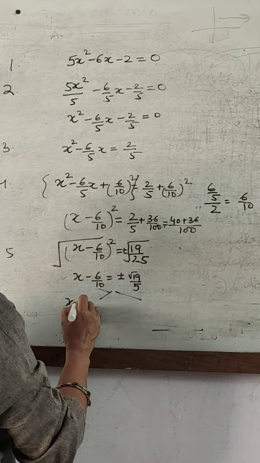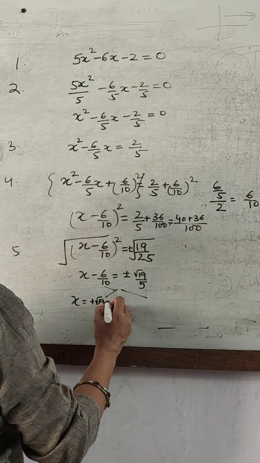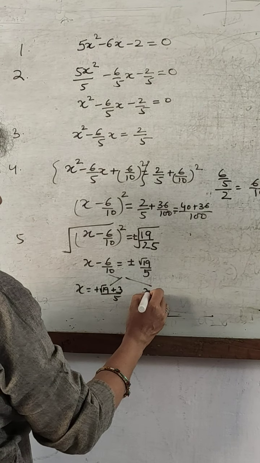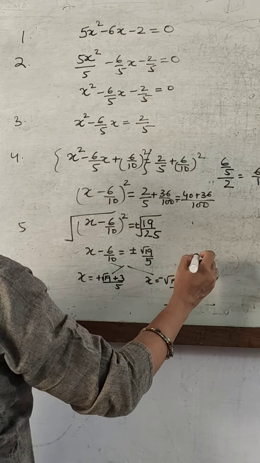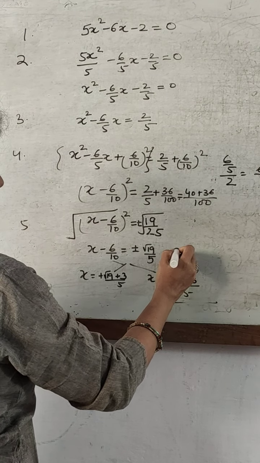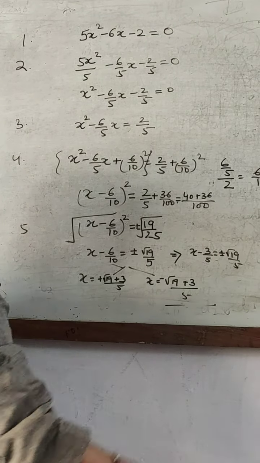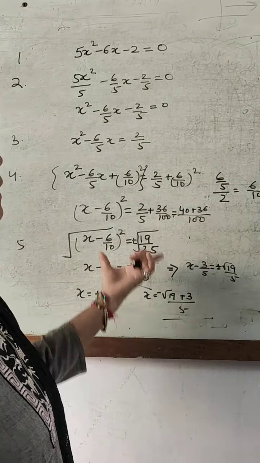This will give x equal to plus root 19, because it implies x minus 3 by 5 equal to plus minus root 19 by 5. So these two are the roots of the given equation 5x square minus 6x minus 2.